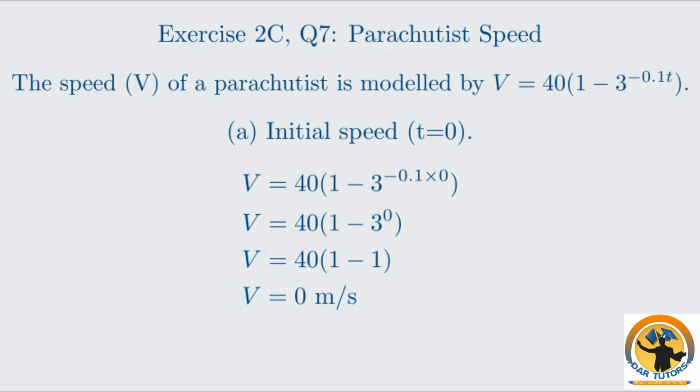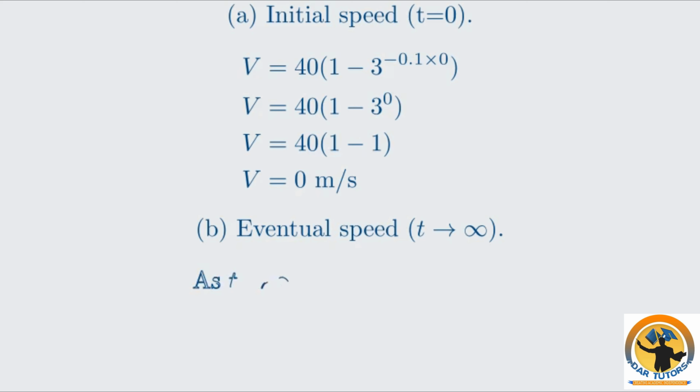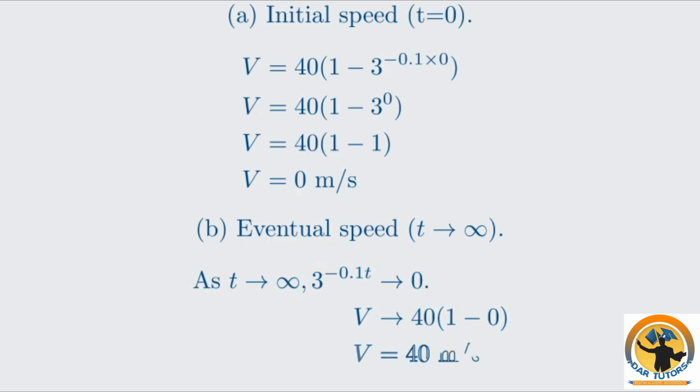Part B asks for the speed the model predicts he will eventually reach. This is asking for the horizontal asymptote as t approaches infinity. As t approaches infinity, the term 3 to the power of negative 0.1 t approaches 0. So the speed v approaches 40 times 1 minus 0, which is 40 meters per second. This is the terminal velocity of the parachutist. This problem is a great application of exponential decay to a physical situation. We've seen how the model correctly predicts both the initial state and the long-term behavior of the system.